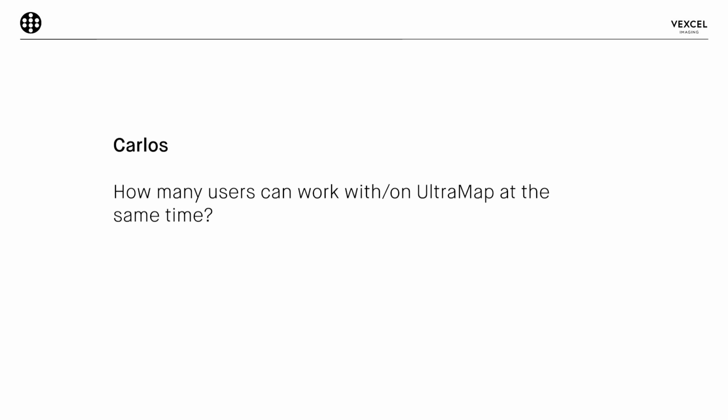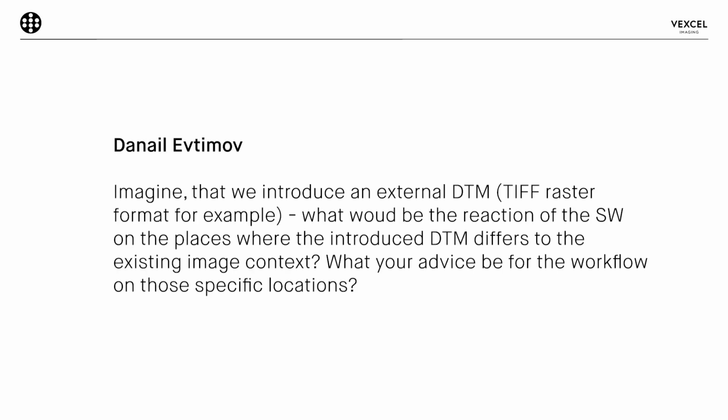Great. All right. Another question coming in. Imagine that we introduce an external DTM, TIFF raster format, for example. What would be the reaction of the software on the places where the introduced DTM differs to the existing image context? What would your advice be for the workflow on those specific locations?